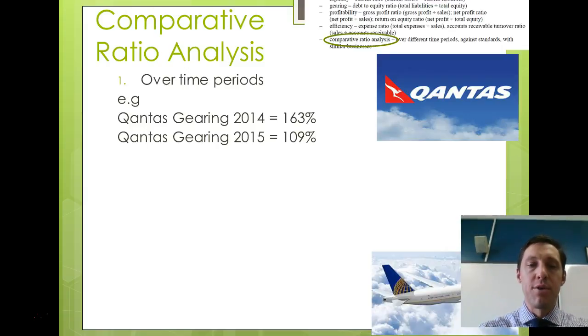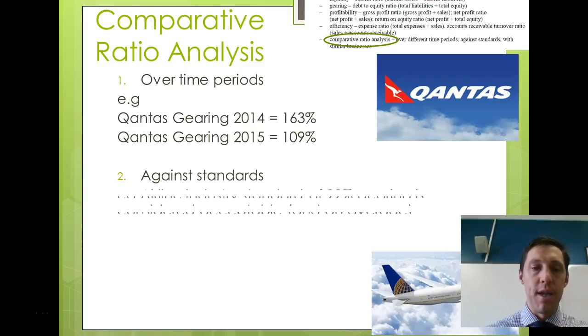And that gearing ratio improved considerably into 2015 when it fell to 109%. So by comparing 2014 to 2015 in the context of just that one ratio, the gearing ratio, you could definitely say that Qantas's level of risk has reduced because of the significant reduction in their gearing ratio. Another comparison is against standards.